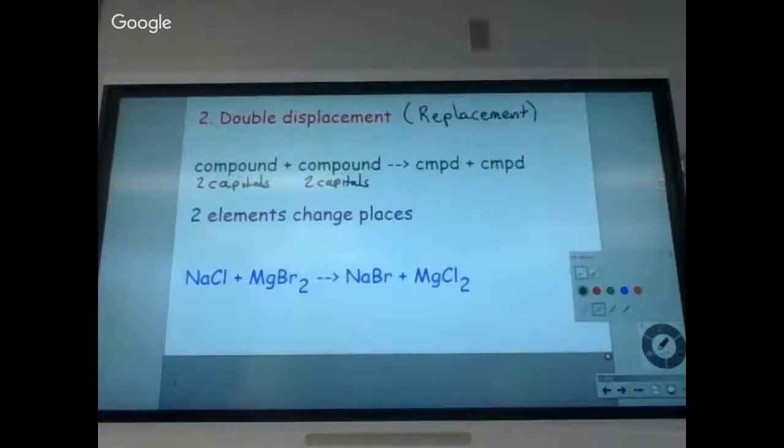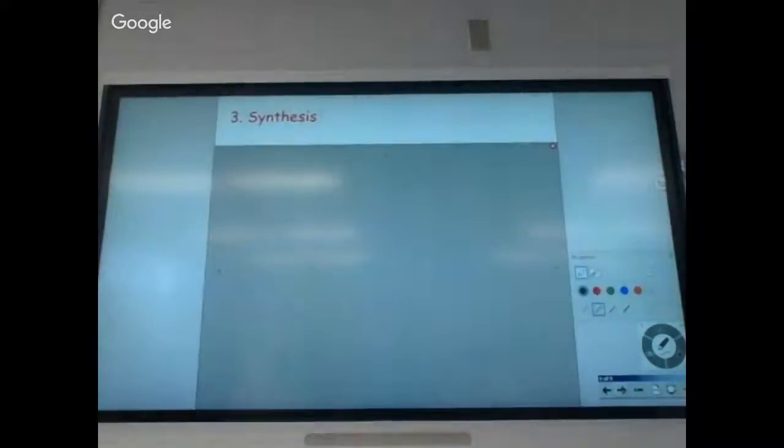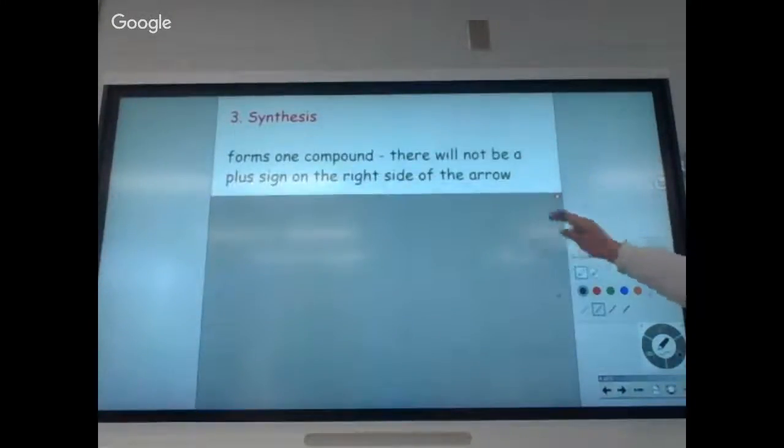All right, so the next type is called synthesis. Okay? Now, this forms one compound. We're going to make one compound. Now, the easiest way to figure this out is there's no plus sign on the right side of the arrow. Okay? So when you're looking at this, there will be no plus sign on the right side of the arrow.